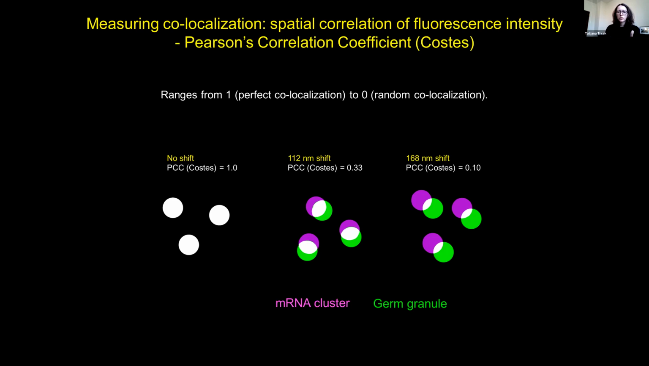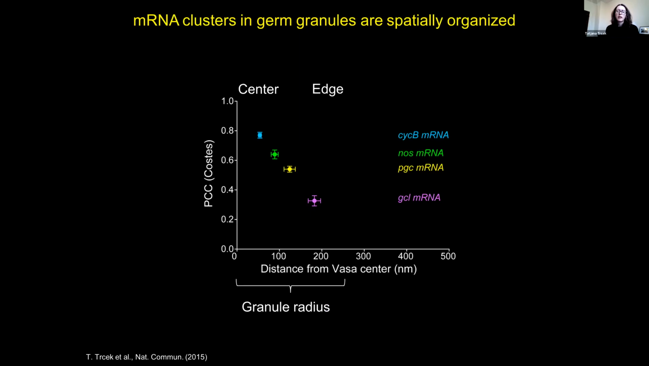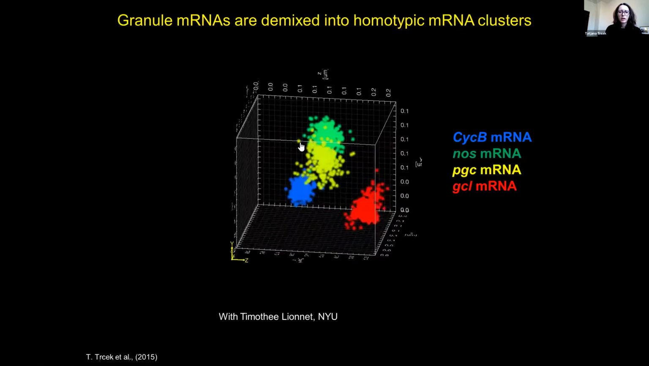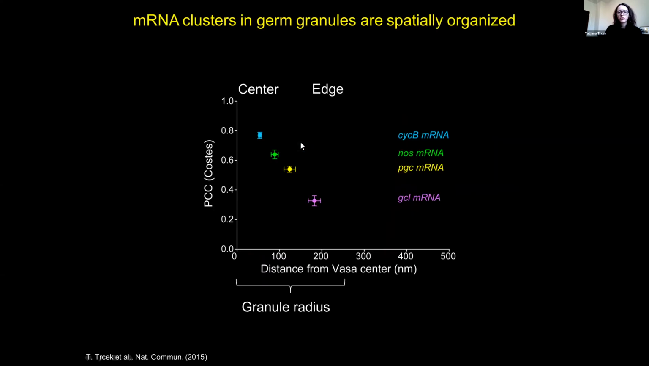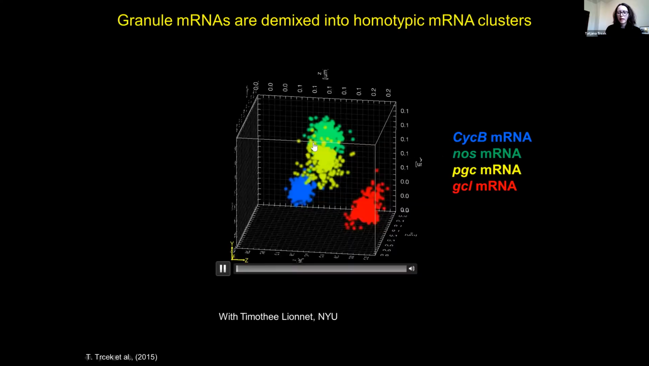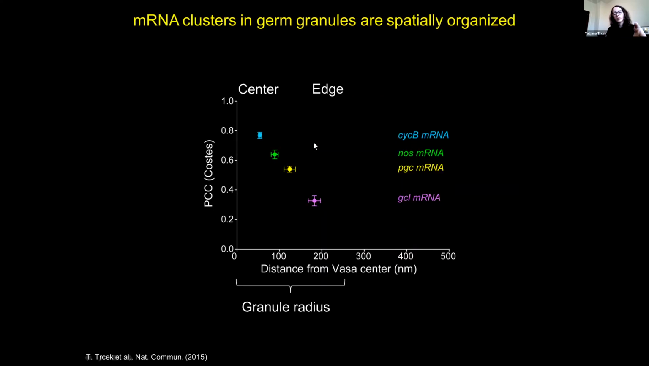So we used these two measures and implemented them on our mRNA clusters, and indeed we found that some mRNA clusters, such as those belonging to cyclin B, reside in the center of the granule. You can see very high PCC Costes for cyclin B and short distance, whereas those belonging to GCL clusters localize much more at the edge. You can see a smaller PCC and longer distance, and nanos and PGC clusters are found somewhere in between.